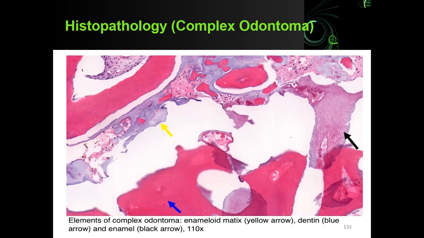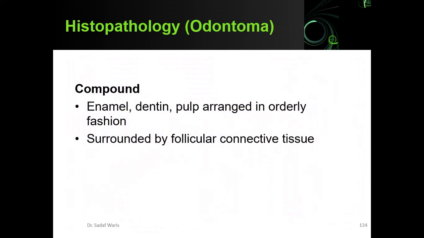So the elements of the complex odontoma: the blue arrow shows the dentine in the lower half of this photomicrograph. The blue arrow points towards the developing dentine. If you go towards your right side of this photomicrograph, you will find a black arrow pointing to the enamel. This is a developing enamel. And if you go in the middle and towards your left side, you may find a yellow arrow that points towards the enameloid matrix.